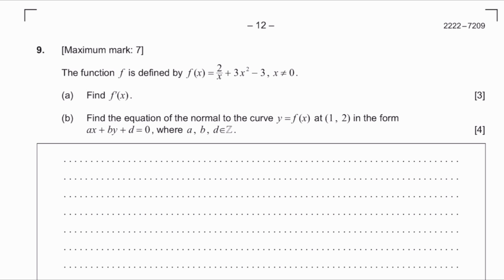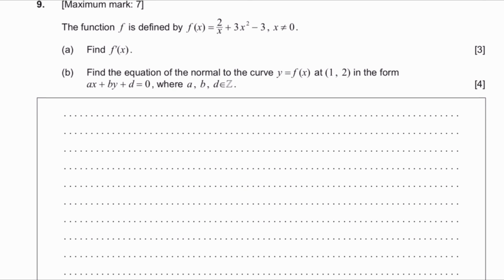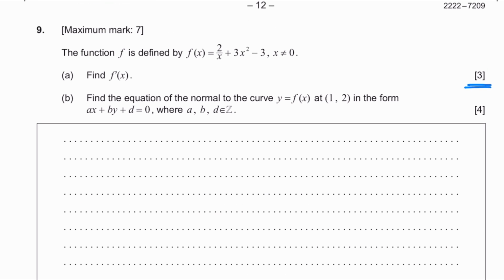Okay, for question number 9, this is definitely a calculus question because I can tell by looking at part A with the notation that means to find the derivative. It says the function f is defined by f of x equals 2 over x plus 3x squared minus 3, where x is not equal to 0. Find f prime of x. That means find the derivative. That is a 3-mark question. You need to know how to find the derivative.